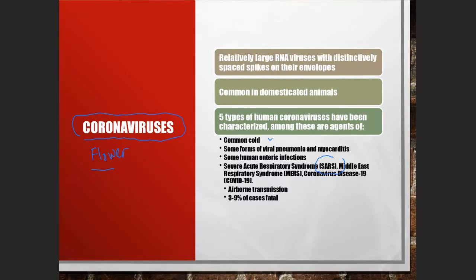SARS, severe acute respiratory syndrome. This became a pandemic in 2002-2003. And Middle East respiratory syndrome, or MERS, was mostly an epidemic in the Middle East around 2012. And then COVID-19. This is the one that is still causing a pandemic in some countries like India right now. In the United States, I think it has decreased, the infection of COVID-19, and mostly this is airborne transmission.